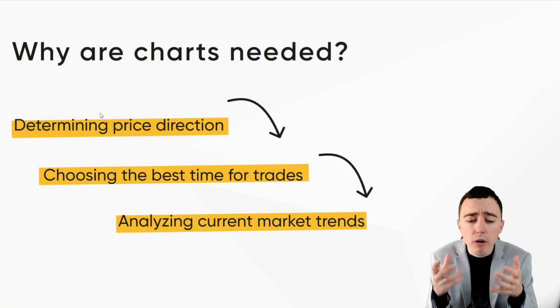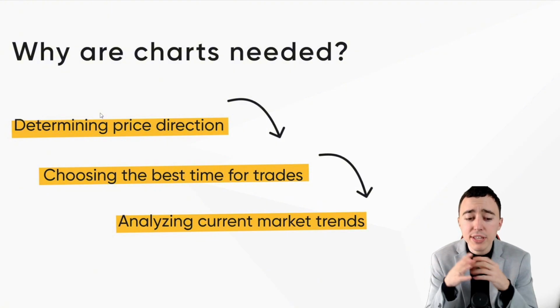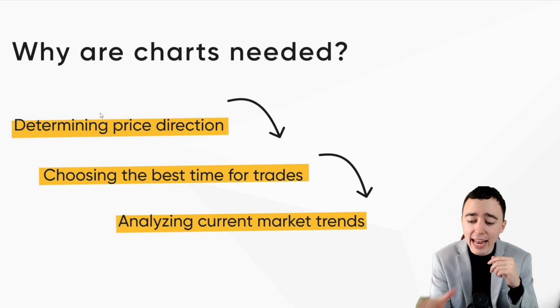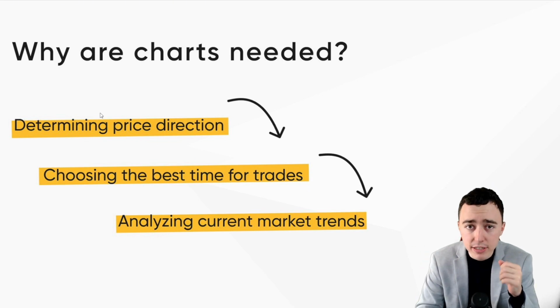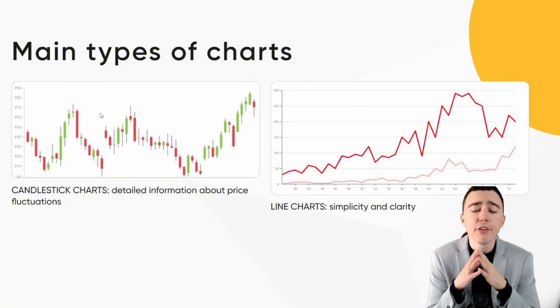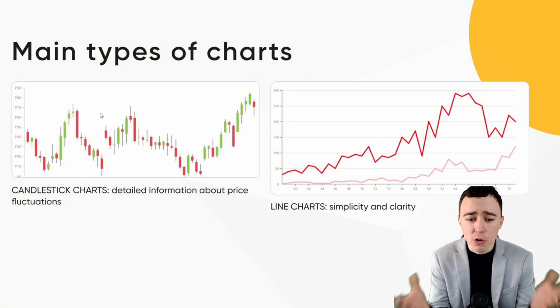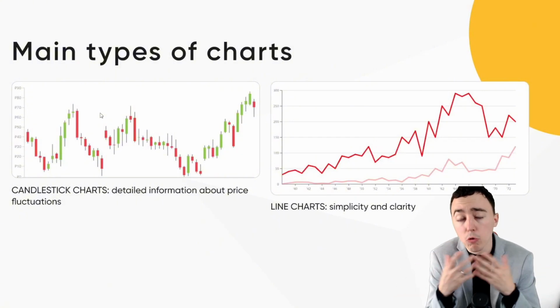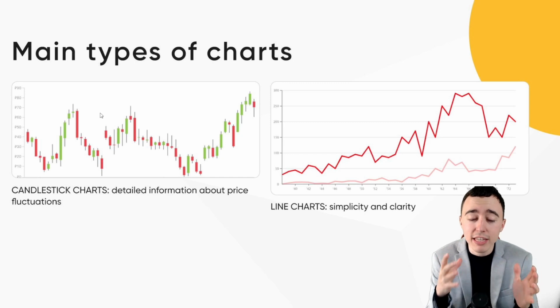But why are charts needed? Well, because they help us determine the price direction, choose the best time for trades, and analyze the current market trends. They basically help us to take the best decisions. Okay, there are different types of charts though. We cannot use some of them, or we shouldn't use them, because there are others that give us more information.